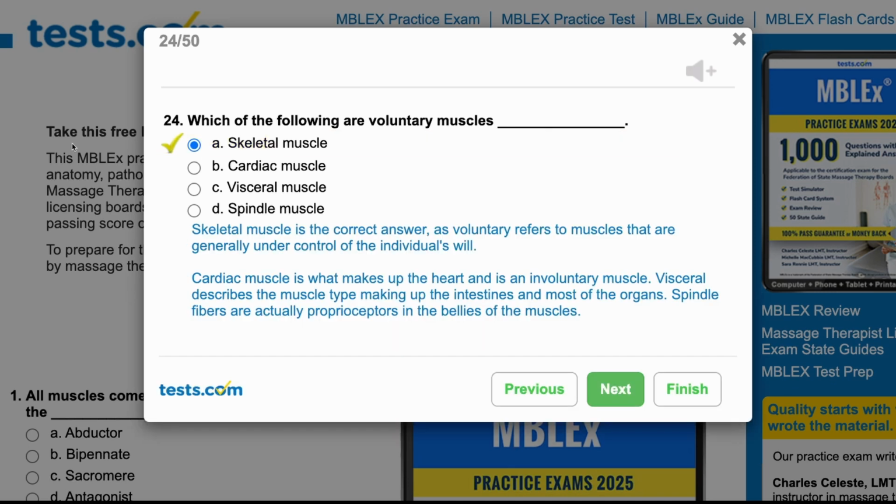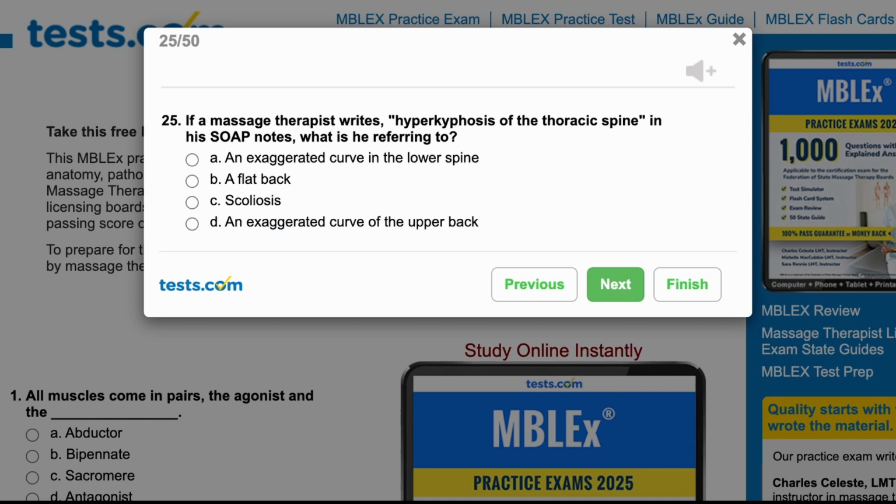A. Skeletal muscle is the correct answer, as voluntary refers to muscles that are generally under control of the individual's will. Cardiac muscle is what makes up the heart and is an involuntary muscle. Visceral describes the muscle type making up the intestines and most of the organs. Spindle fibers are actually proprioceptors in the bellies of the muscles. Question 25. If a massage therapist writes hyperkyphosis of the thoracic spine in his SOAP notes, what is he referring to?